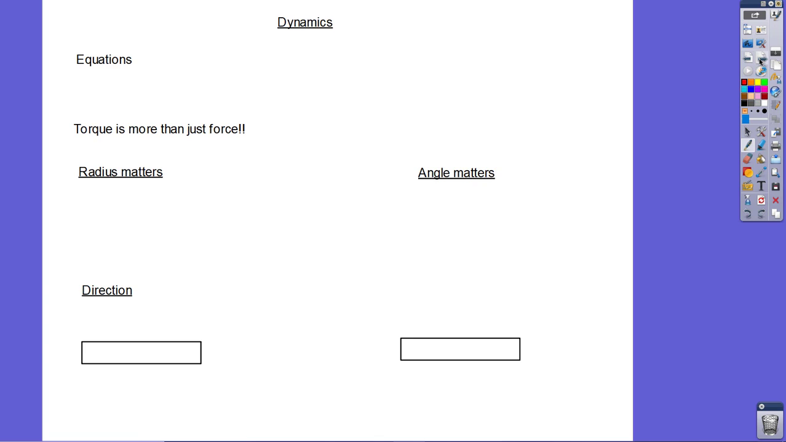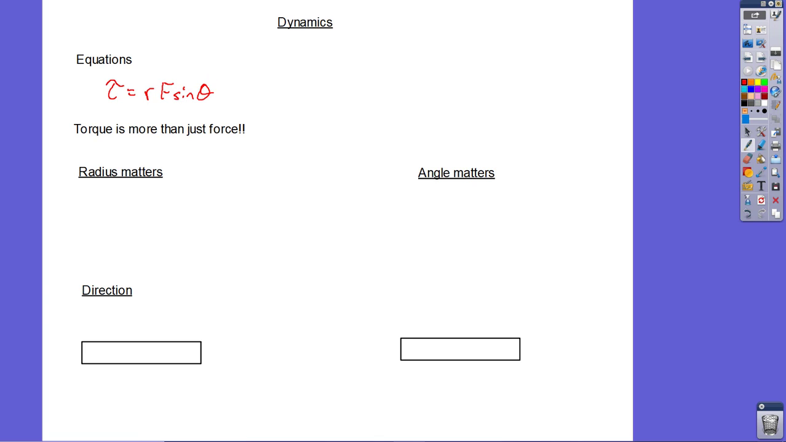Okay. So for the dynamics part, when it comes to the equations, we need to talk about the torque first. Okay. So torque, remember, is equal to, I think they have on there, r F sine theta.